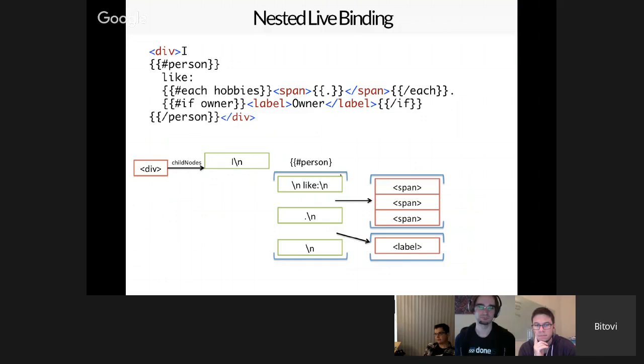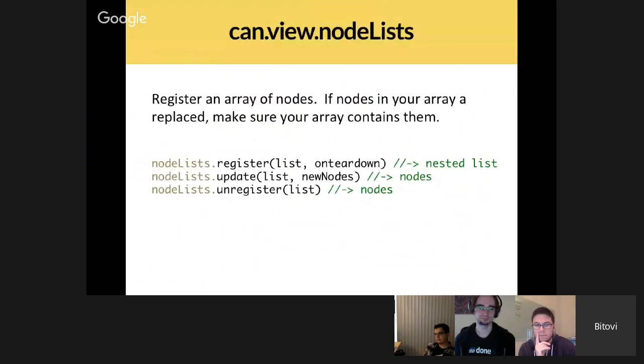So those are node lists. They're APIs. Basically, you register your array of node lists, and you can update your array of node lists with new nodes. And you have a teardown when you first register. This is so you can unbind yourself. If your parent is unbound or you need to unbind yourself, this teardown will be called. And you can unregister yourself when you need to tear down.